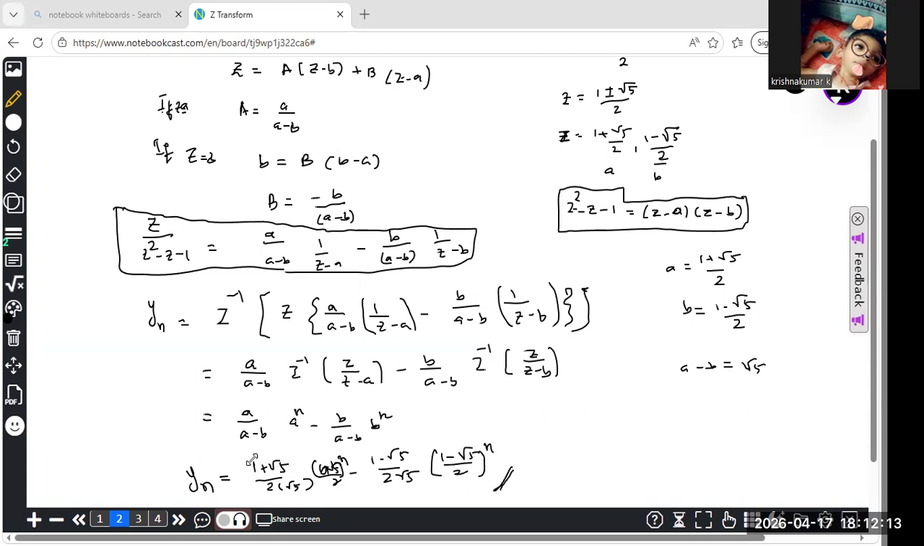So (1 plus root 5) divided by 2 root 5 into ((1 plus root 5) divided by 2) whole power n, minus (1 minus root 5) divided by 2 root 5 into ((1 minus root 5) divided by 2) whole power n is the solution of this Fibonacci series difference equation. Okay, so this is an important one. Okay, next problem.